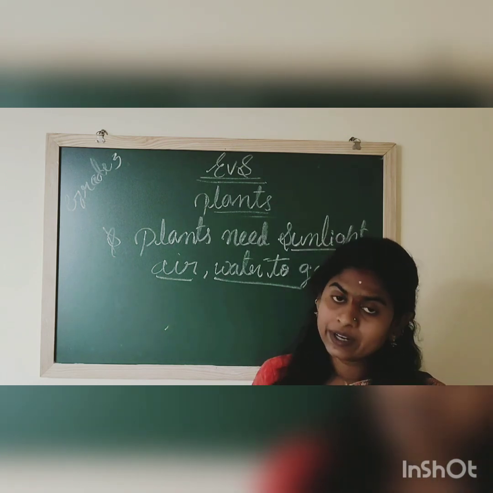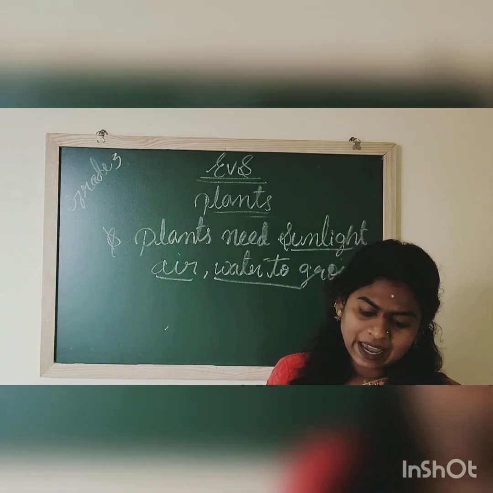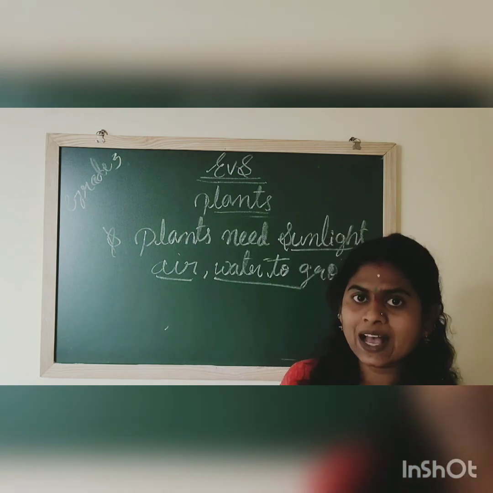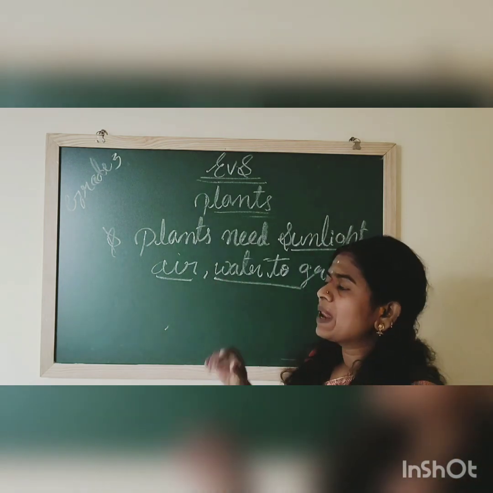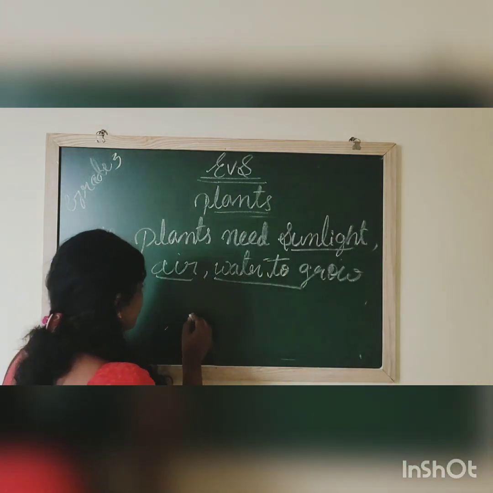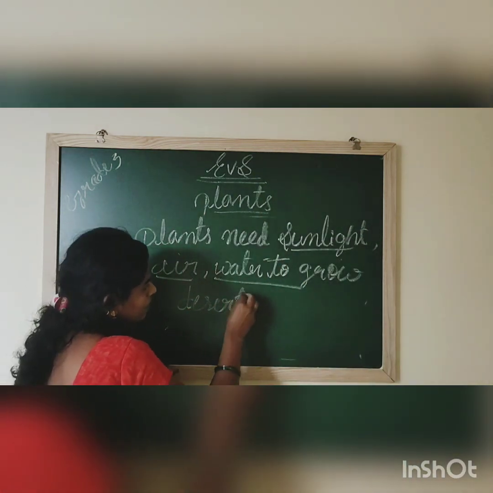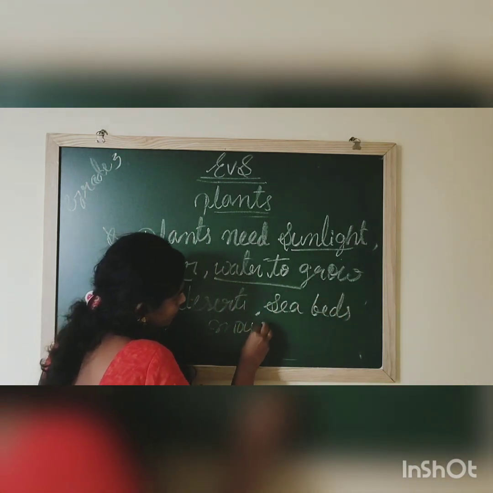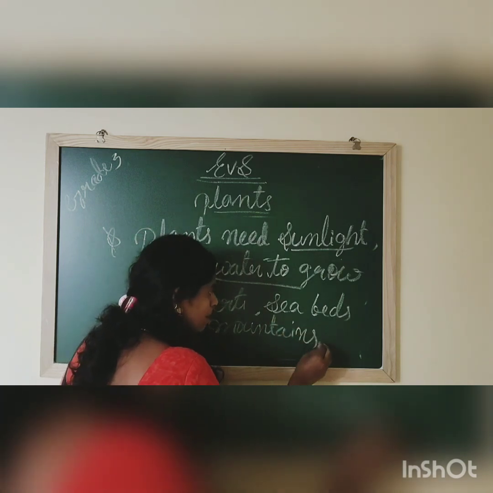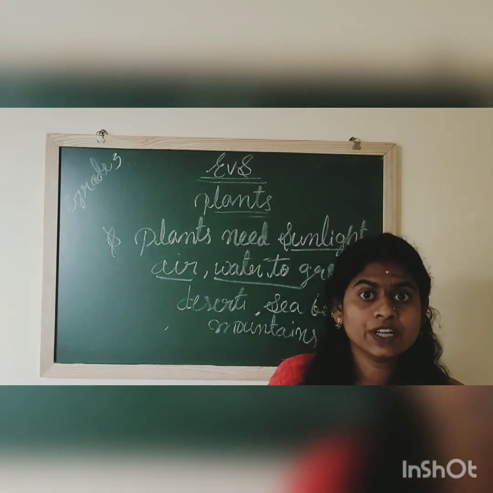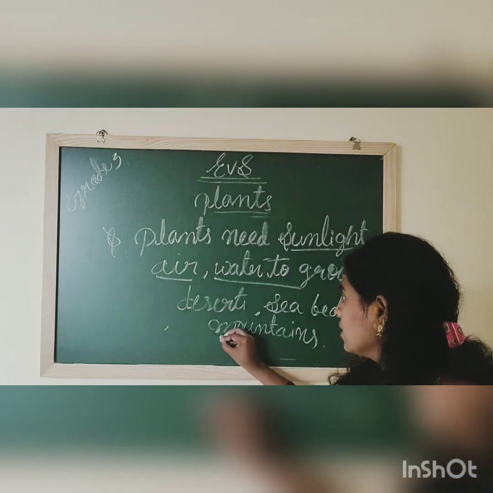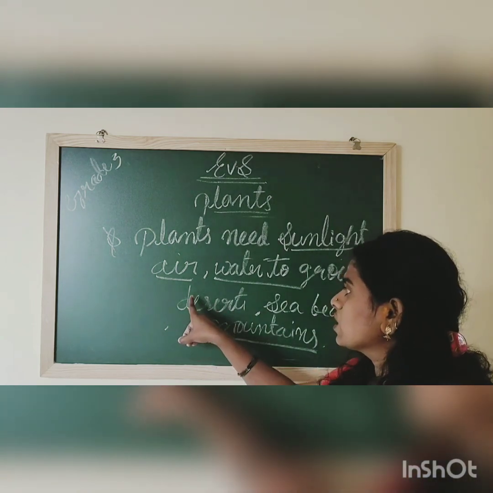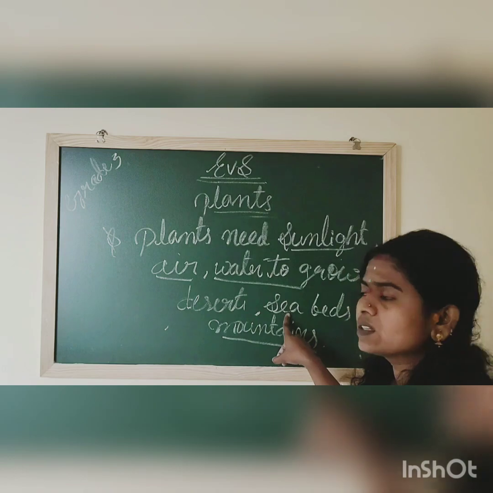All plants cannot grow in all places. They need the right kind of soil. Climate includes the weather conditions for growth. As I said before, plants grow in a variety of regions, including deserts, seabeds, and mountains. But the plants which are growing in the mountain regions cannot grow in the desert. The plants which are growing in the desert cannot grow in seabeds.